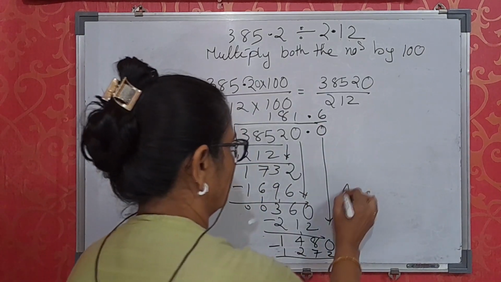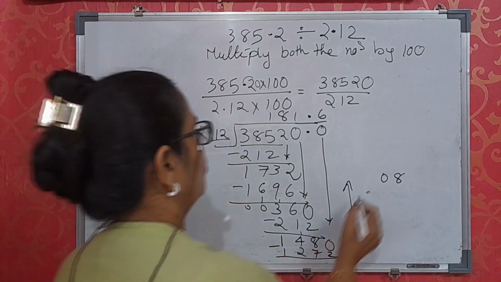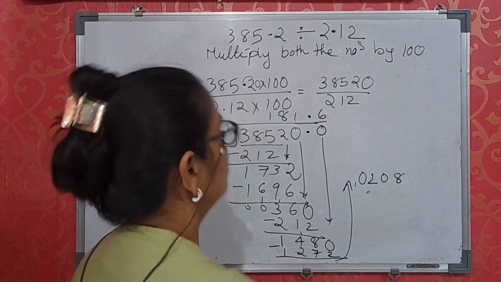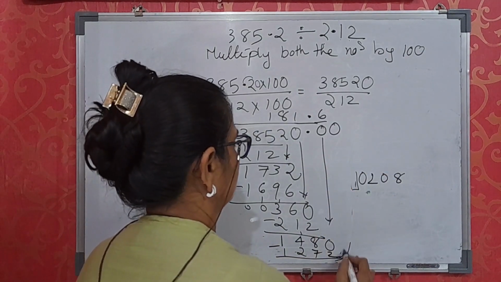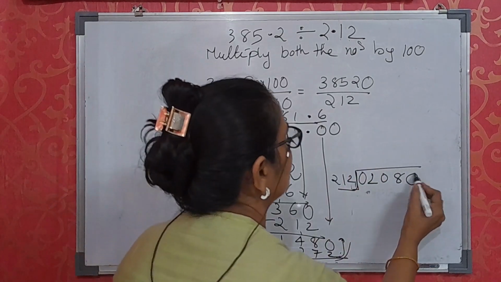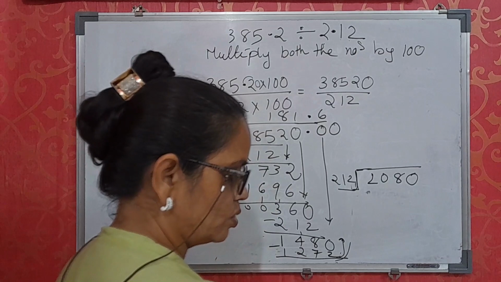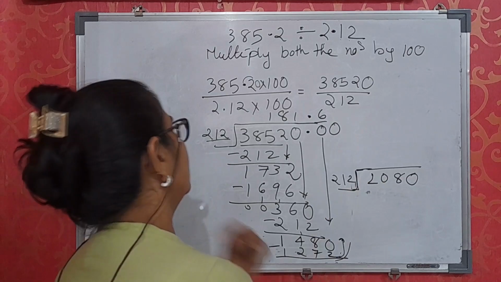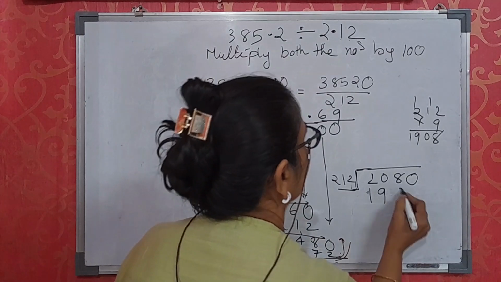And I do the subtraction continuously: 10 minus 2 is 8, 0, 4 minus 2 is 2, 1 minus 1 is 0. Again I take a 0 and put it here. So now my new number will be 2080. For 2080, 2 9s are 18, because here it is 20, so 18 is less than 20. So it will go by 9. So this answer is coming 1908.